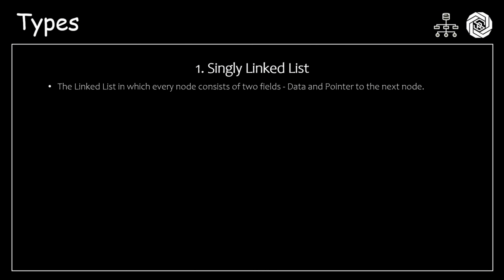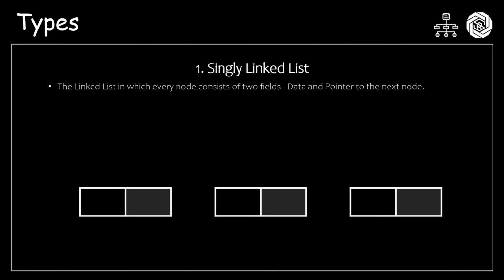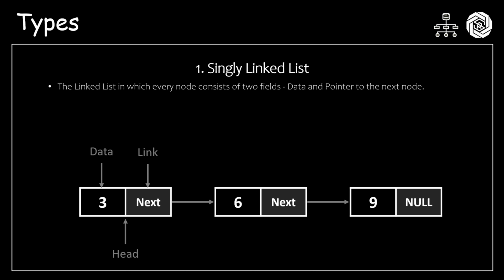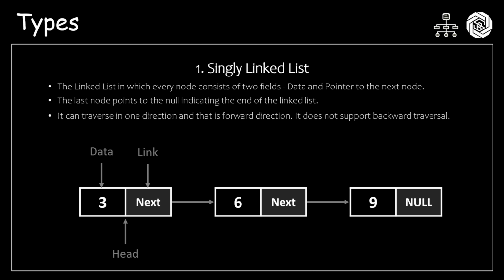We primarily classify linked lists into three main types. The first type is the singly linked list. This is the simplest form. The linked list in which every node consists of two fields, data and pointer to the next node. The last node's pointer is null because there's no next node. It can traverse in one direction and that is forward direction. Backward movement is not possible here.